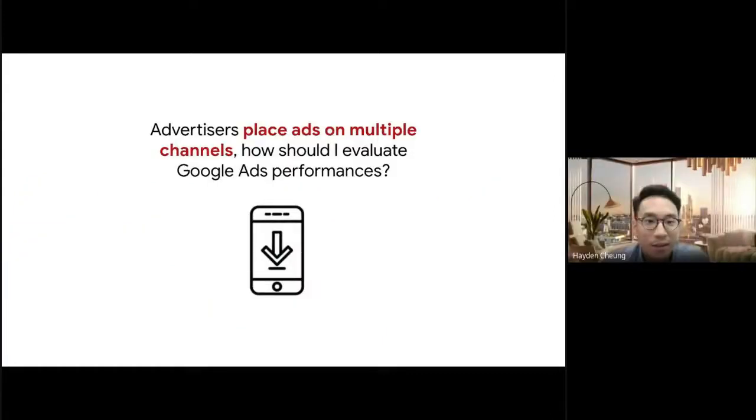Great, Donna. I think that's amazing to hear, and I'm sure we're all very excited to learn a little bit more about how we can best attribute our ads. This leads to my first question of today, which is we're placing multiple ads on multiple channels. So if I'm running ads on Facebook, on Instagram, on Google properties, what is the best way for us to evaluate the Google Ads performance for apps?